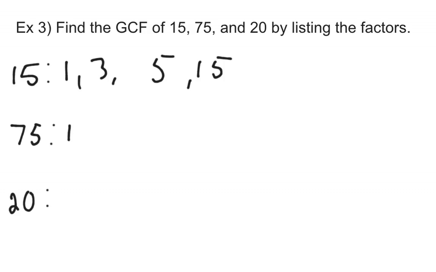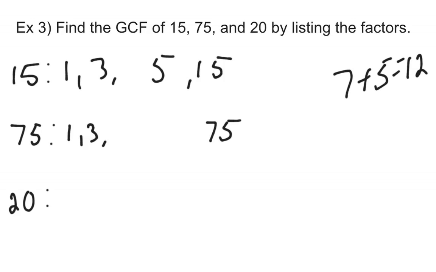Okay, 75. We have 1 and 75. Okay. I know that 3 is going to work because if I do my divisibility rule, 7 plus 5 is 12, and I can do 12 divided by 3. So I know that 3 is going to work.